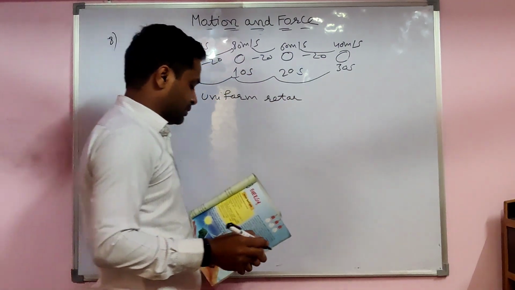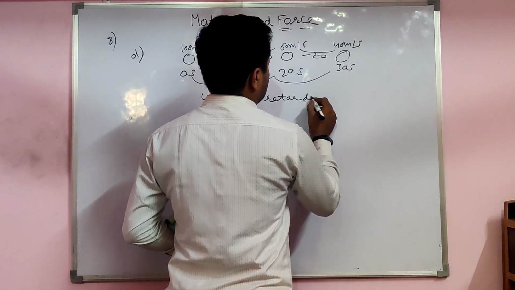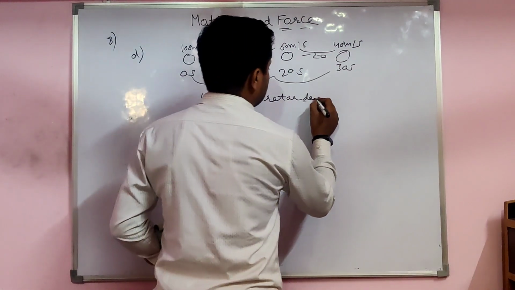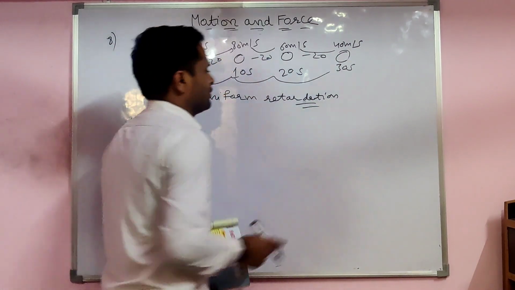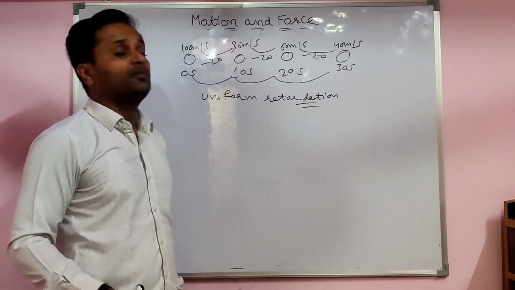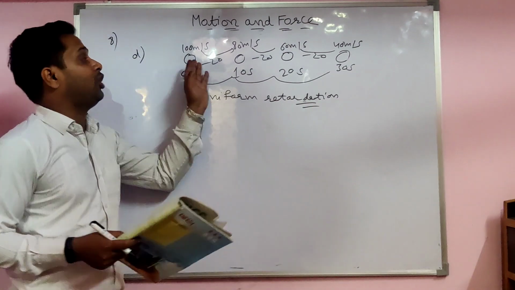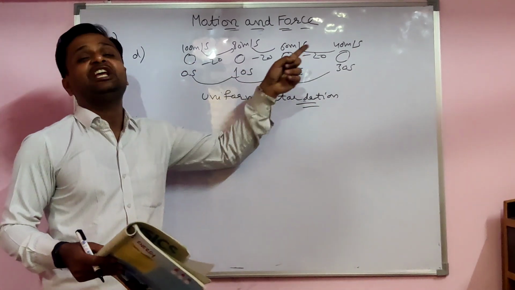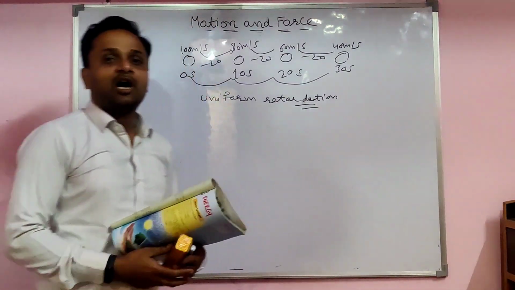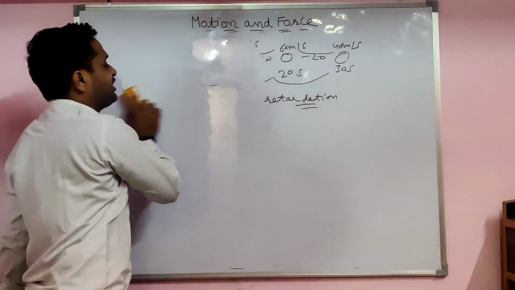Uniform retarded motion. Uniform retardation. It was the uniform retardation motion. To understand this one, the velocity decreases by an equal amount of 20. Uniform retardation. Now the next numerical is the 9th numerical, from Physics Teaches Us.